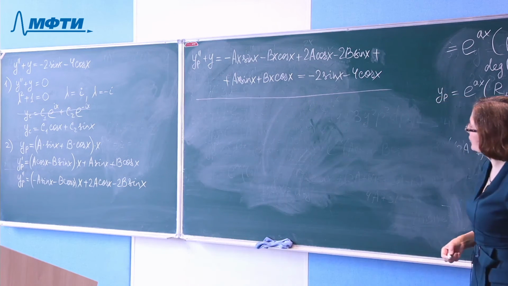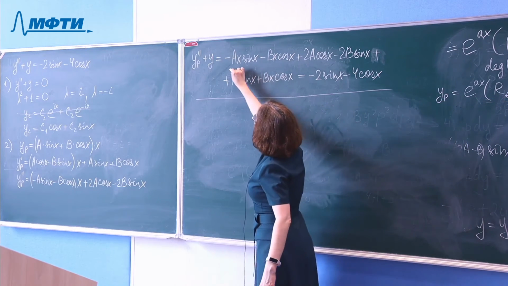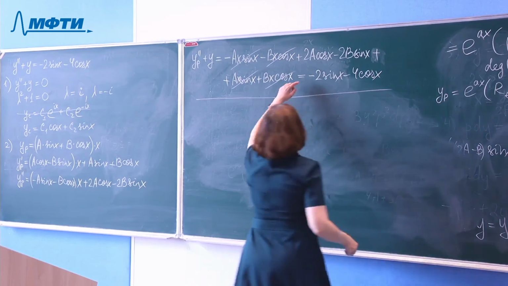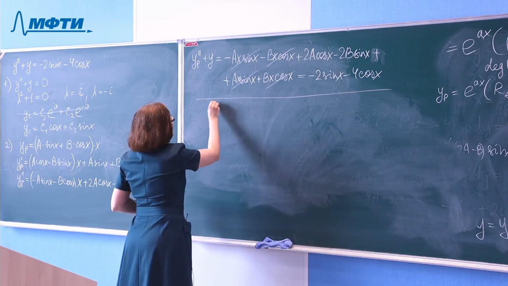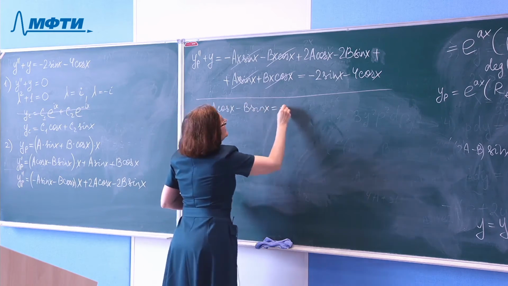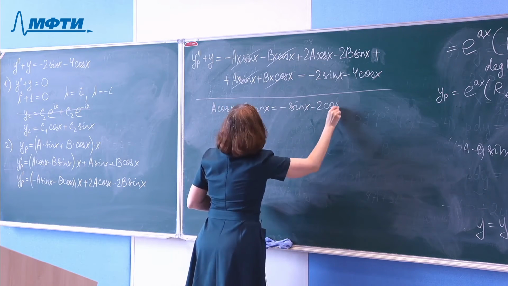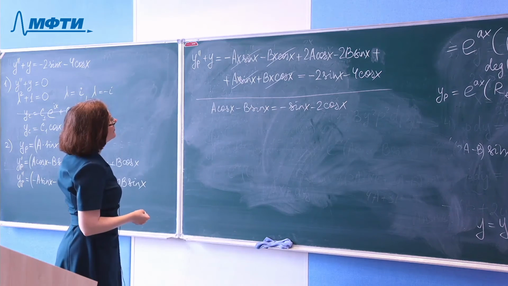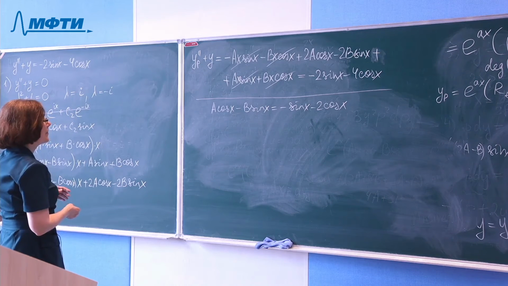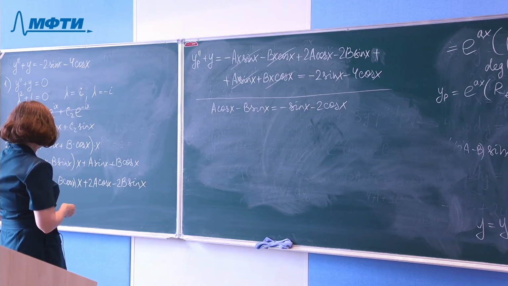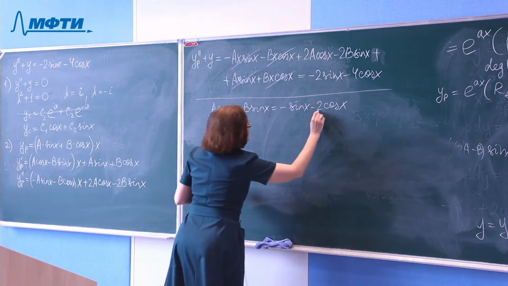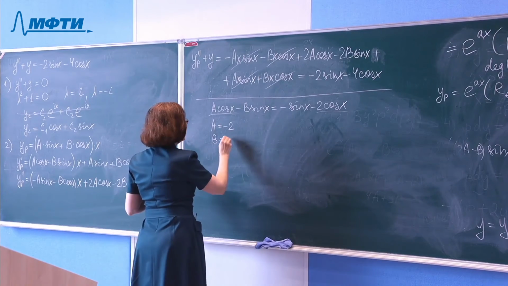Just combine the terms. We can see that we have similar terms and we may cancel them out. So we are left with, and we can divide by 2, the following: a cos x minus b sin x equals minus sin x minus 2 cos x. I hope it's correct. Right. So a is equal to -2. So we should equate this, and b is equal to 1.